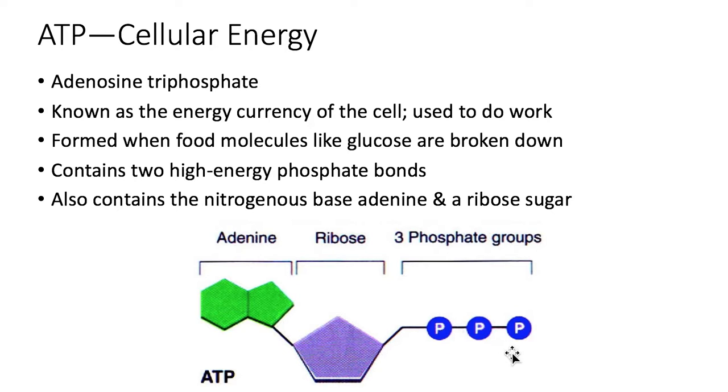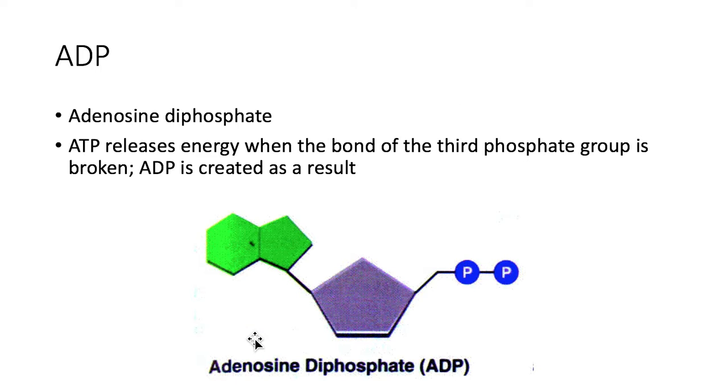Here's one chemical bond, and here's another one, which store a lot of energy. ATP also has this purple thing, which is a 5-carbon sugar called ribose. And ATP also has a nitrogenous base, which is here in green. And ATP is formed when our food molecules like glucose are broken down, and it is the energy currency of our cell. It's what our cells run on.